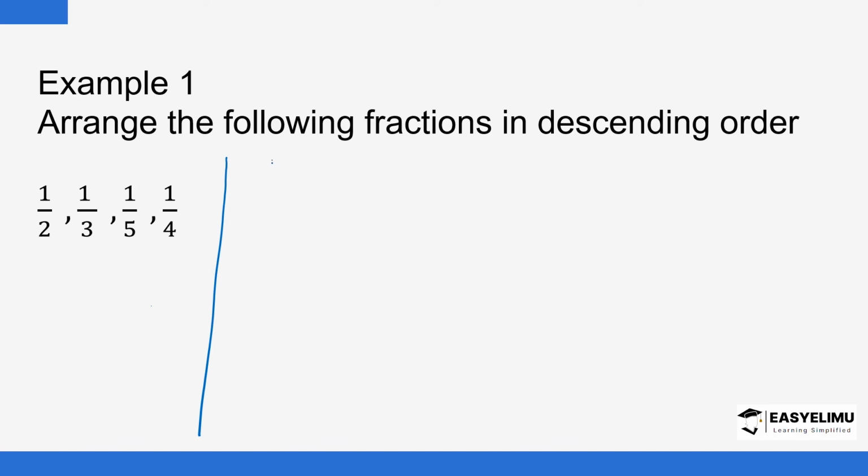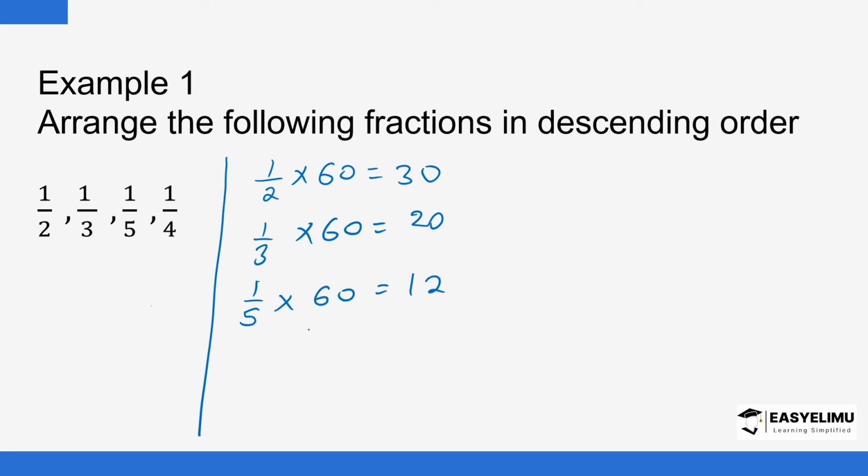So starting with a half, you multiply it by 60. The answer is 30. And then a third, you multiply by 60. The answer is 20. And then 1 over 5 times 60 is 12. And finally 1 over 4, we multiply by the common multiple of the denominators, and that is 15. So you can see the greatest one is the one giving us 30, followed by this, then number 3 is this, and number 4 is that. That is if you arrange them in that order.